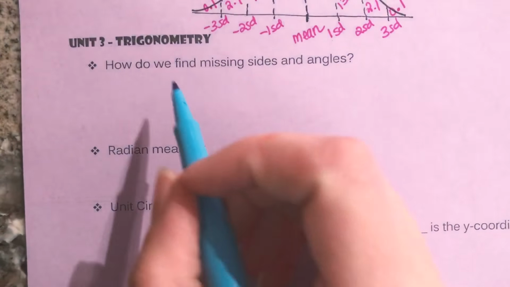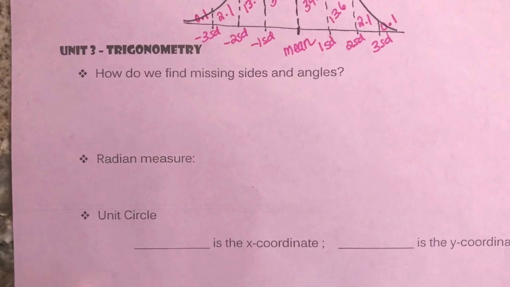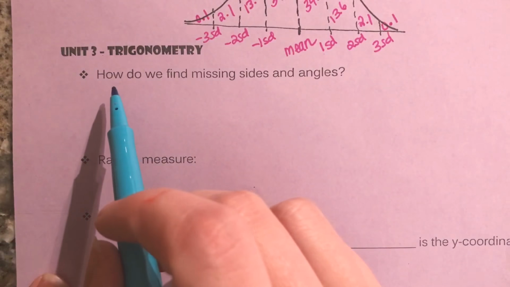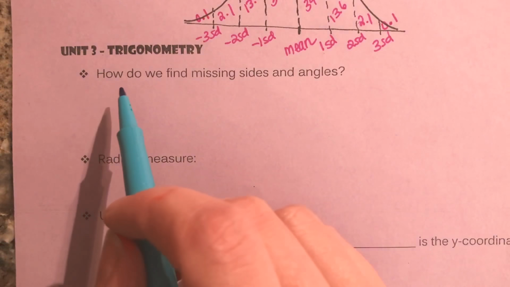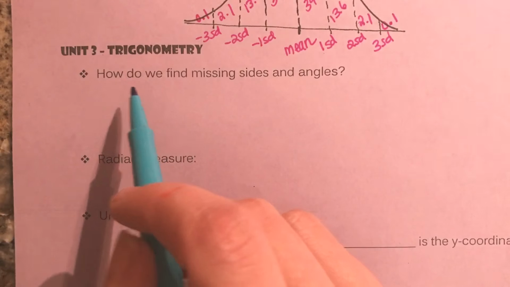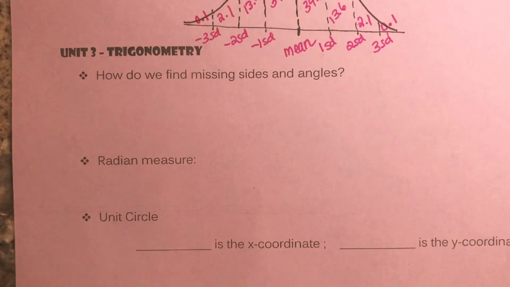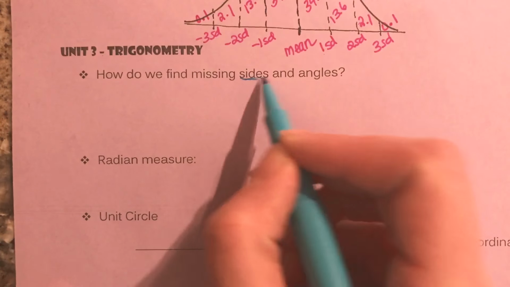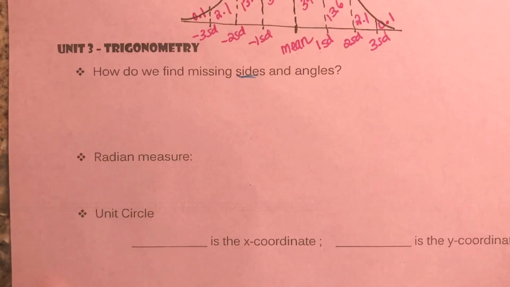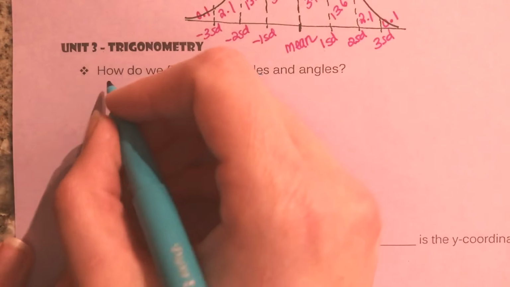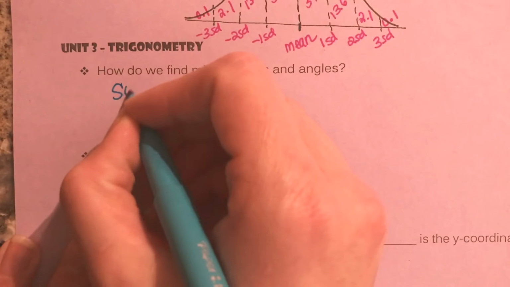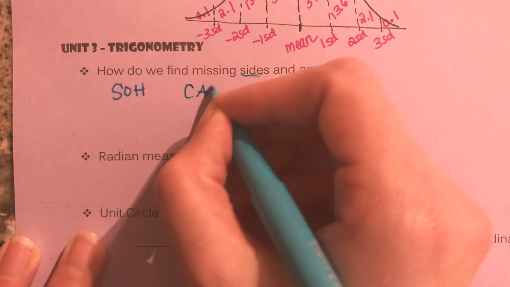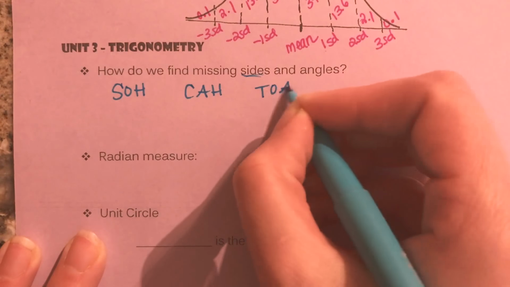It is time to get triggy in the Unit 3 trigonometry. So we first were doing the SOHCAHTOA. So we looked at how do we find missing sides and angles? Well, for sides, we could use Pythagorean theorem if we had two of them. If we had an angle, we could use our SOHCAHTOA ratios.